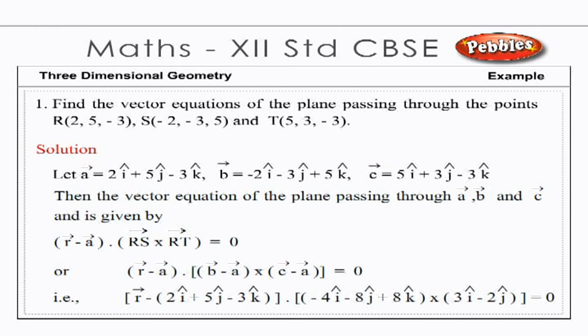Then the vector equation of the plane passing through vector A, vector B and vector C is given by (r - A) · (RS × RT) = 0, or (r - A) · ((B - A) × (C - A)) = 0. That is, (r - (2i + 5j - 3k)) · ((-4i - 8j + 8k) × (3i - 2j)) = 0.